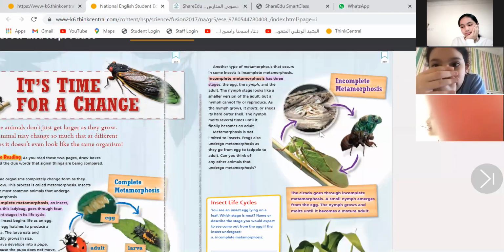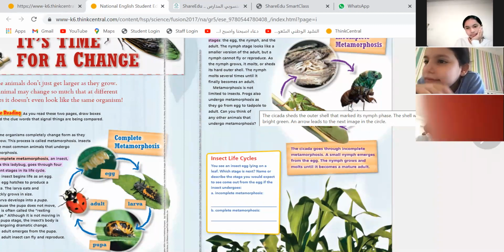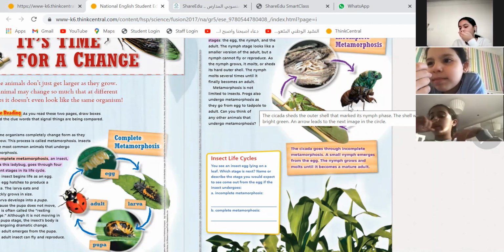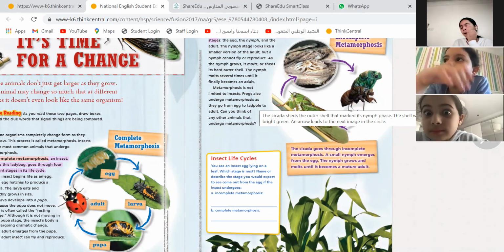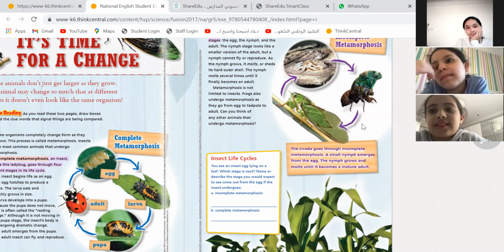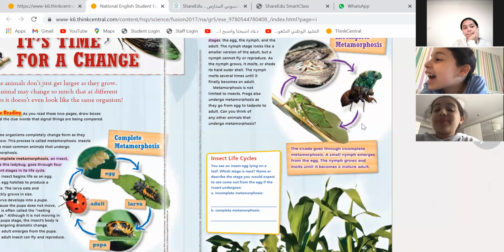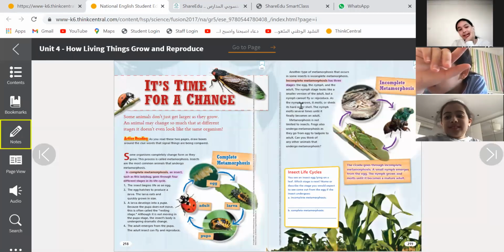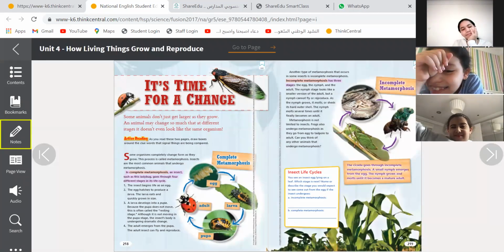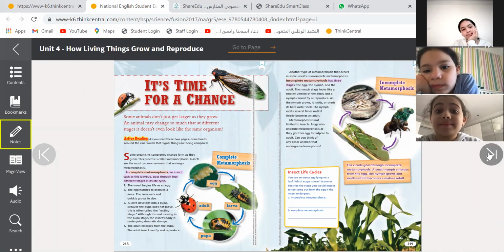Do you know they molt? The skin on the outside becomes very hard, so it sheds its hard outer shell. Then the nymph molts several times until it finally becomes an adult. Yes, sometimes it's really gross, but when we see such things, we say, Subhanallah. We say what? Subhanallah. So these are changes. It's time for change. So we learned about the complete metamorphosis and incomplete metamorphosis.